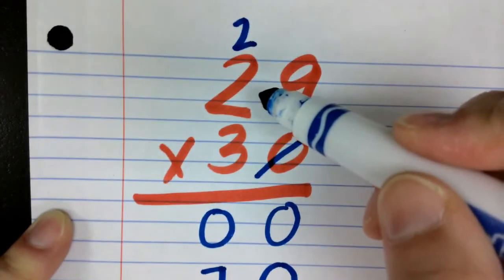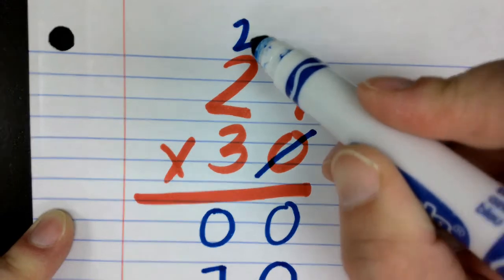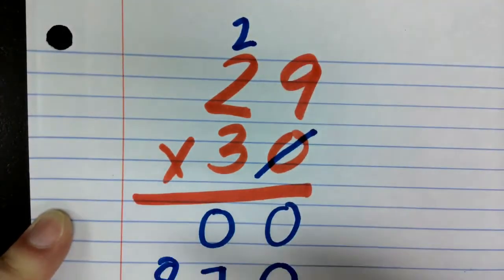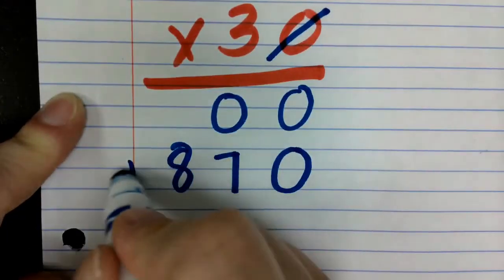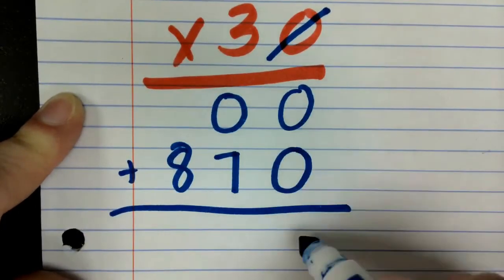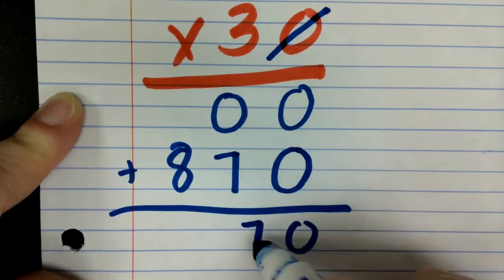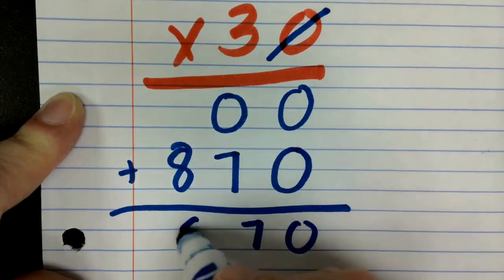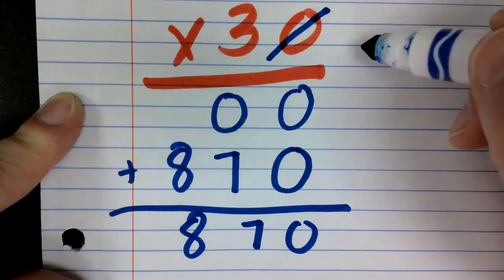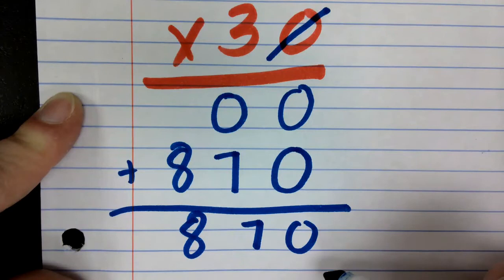3 times 2 is 6. Plus 2 more is 8. I'll put my 8 here. I'm going to go through and add these all up. 0 plus 0 is 0. 0 plus 7 is 7. 8 plus nothing else is 8. So 29 times 30 is 870.